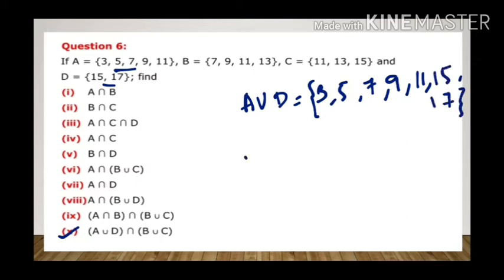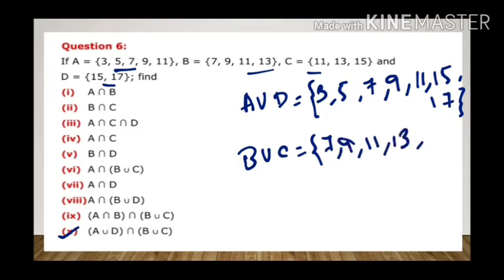Okay, and B union C is again all the elements of B and C. It will be 7, 9, 11, 13 and 15.